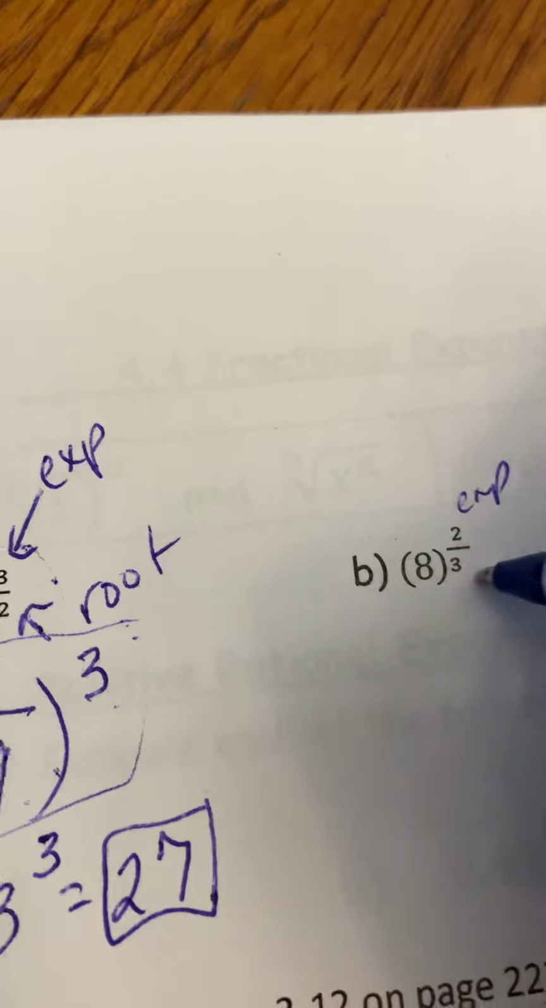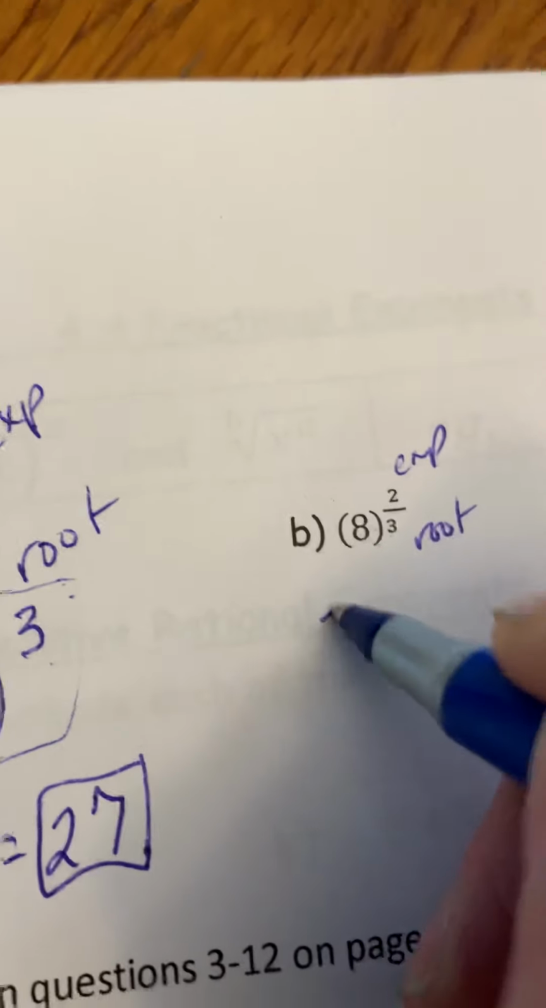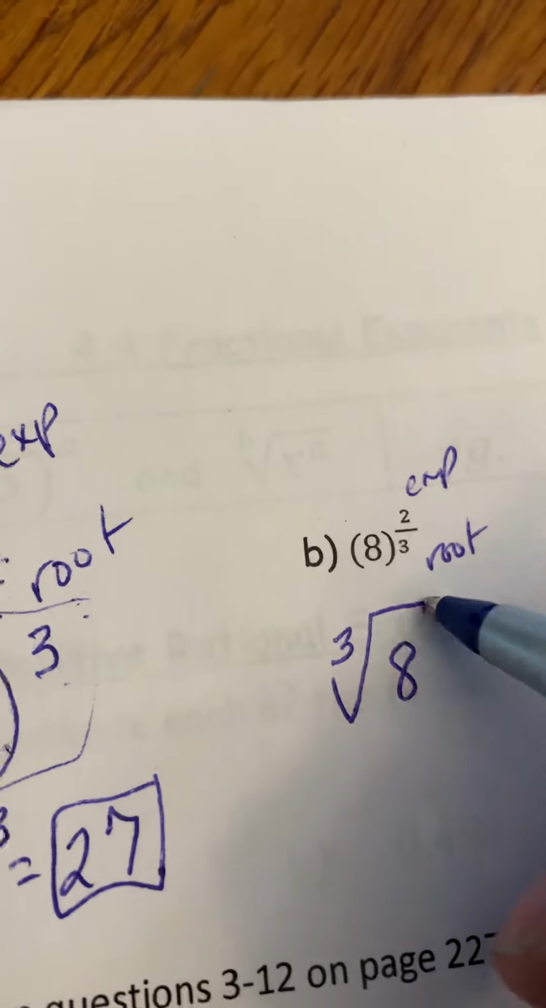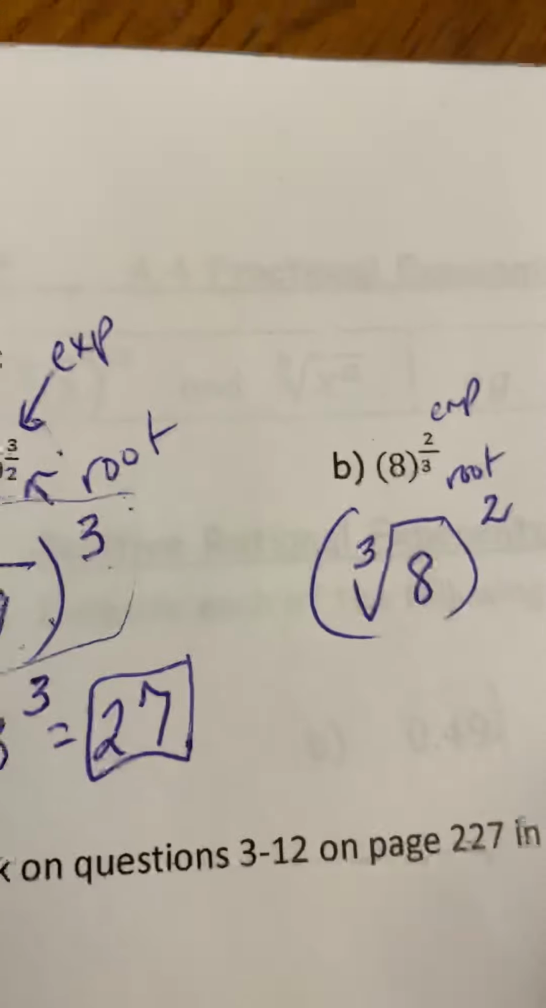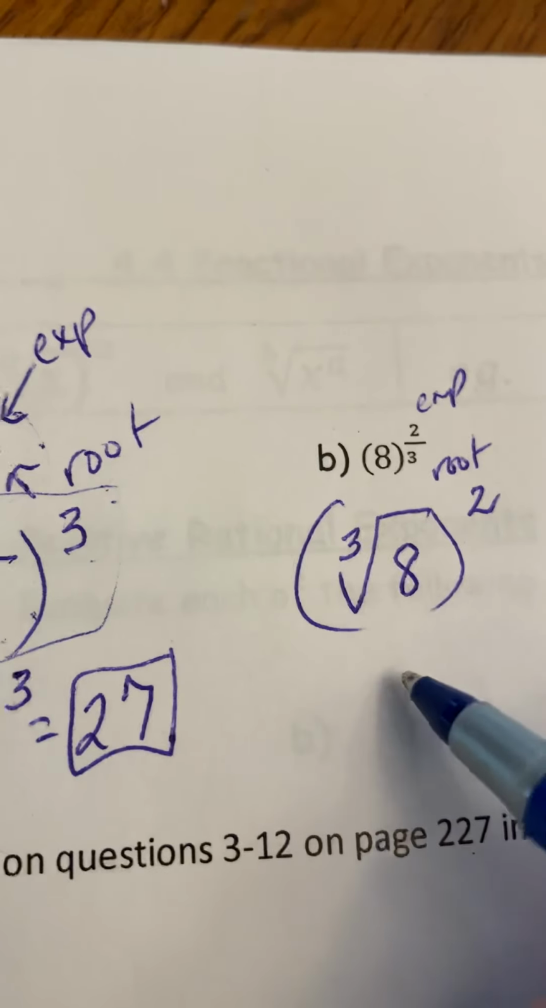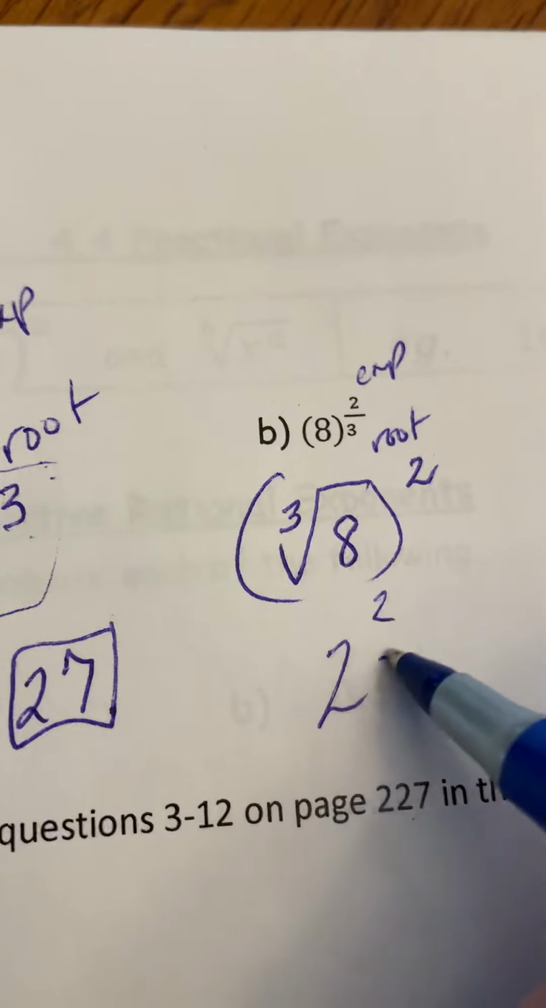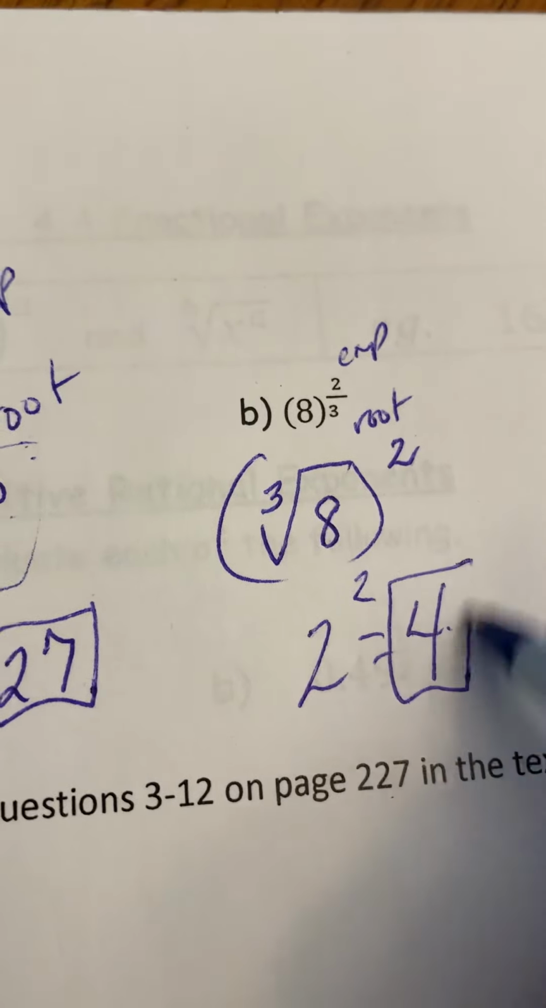Okay, exponent, root. So we are going to find the cube root of 8, and then we are going to square that. So again, I've set up my brackets like this. Cube root of 8 is 2. 2 squared is simply 4.